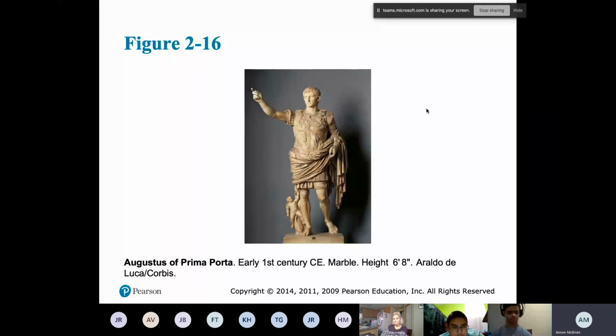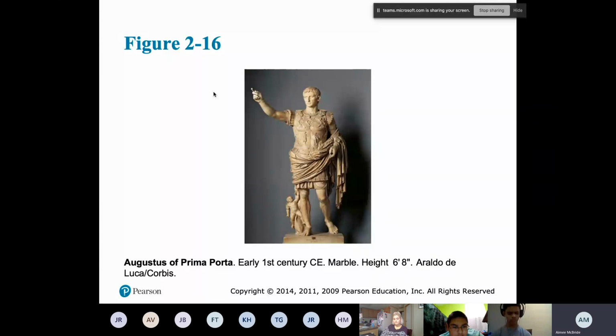So right here, we see Emperor Augustus wearing armor. That's to signify the fact that he is capable of winning battles and fighting for you. And he's a good military leader and strong. He has an authoritative figure and stance with his finger up. That's to signify that he is a leader, he is a rule maker, and he will lead you justly. And he is a commander.